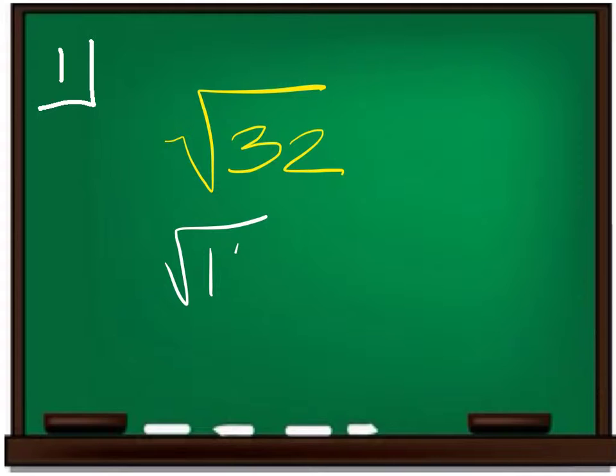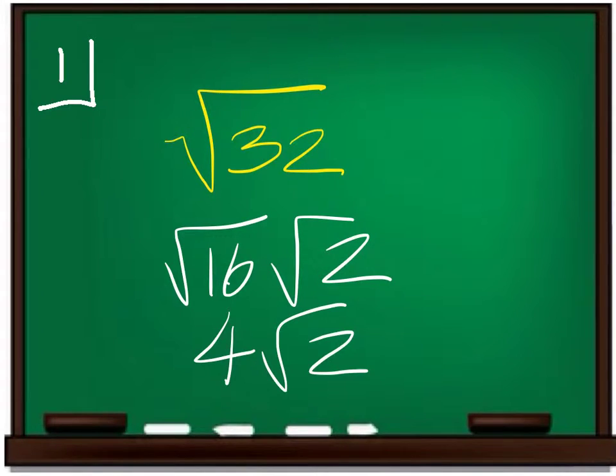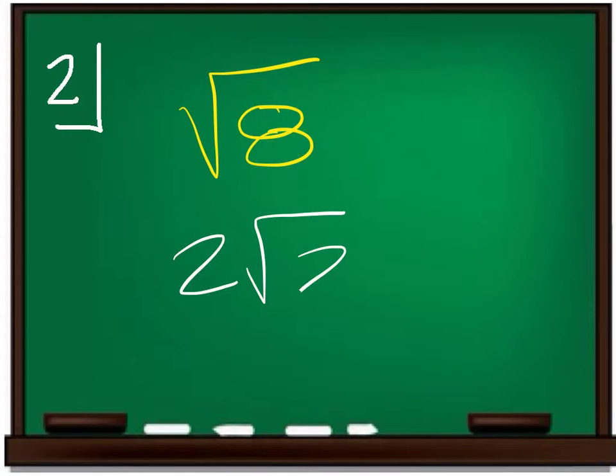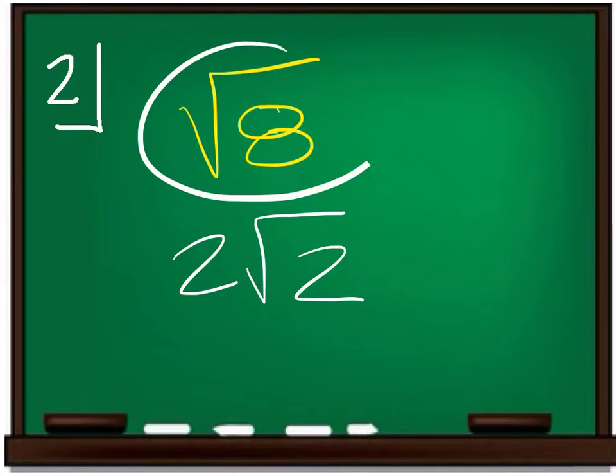This one is the square root of 16, square root of 2, so that should be 4 square root of 2. This one should be 2 square root of 2. We've done this one numerous times. It does not change. It's always going to be the square root of 2.